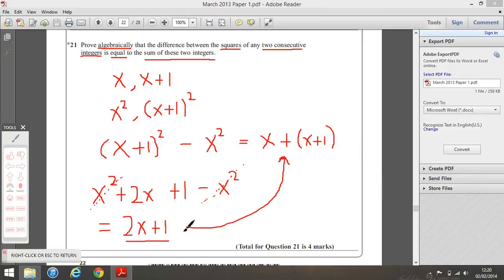So that means we have just proved that the squares of any two consecutive integers, x and x plus 1, when you take the difference of those two, you get the sum of the two consecutive integers, and that is the full solution there.